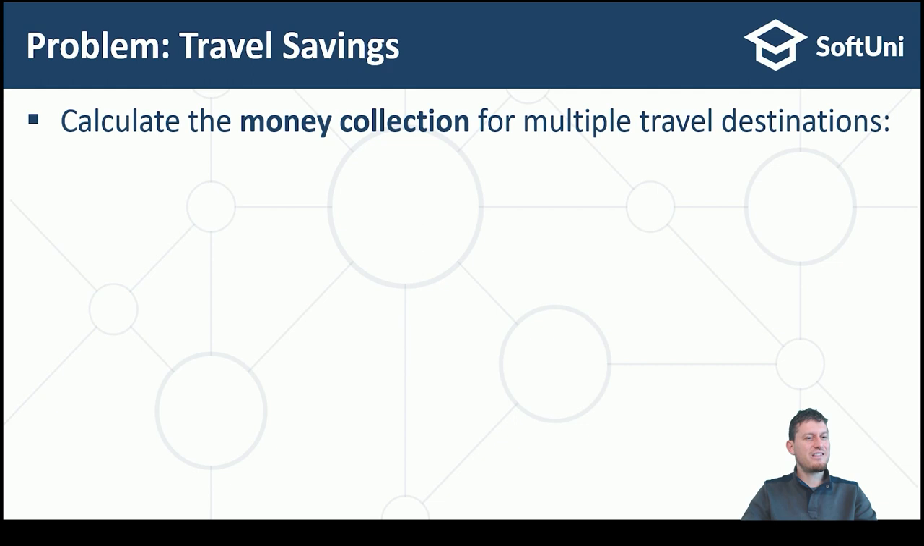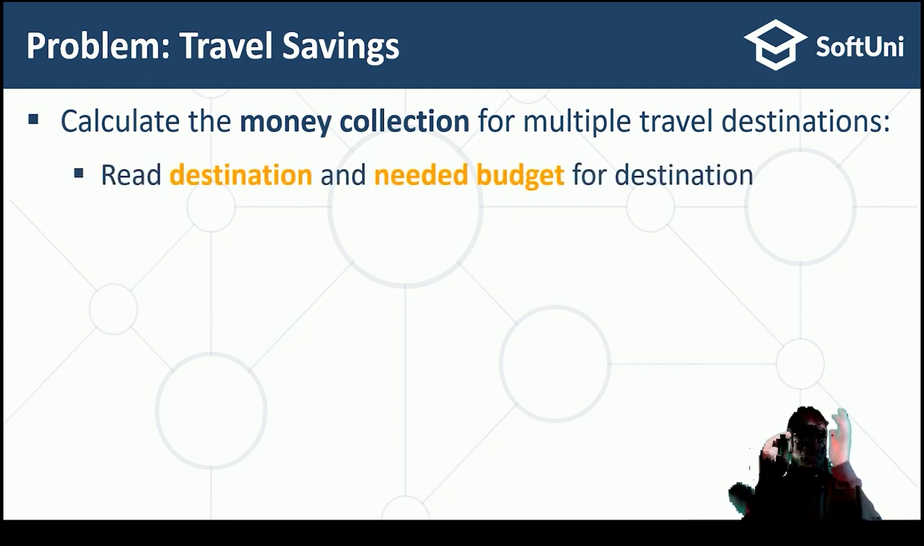Travel savings. It's about writing a program which calculates the money collection from multiple travel destinations. I'll show you the example. So we read the destination and the budget. For example, I want to go to Bali and my budget is 5,000.